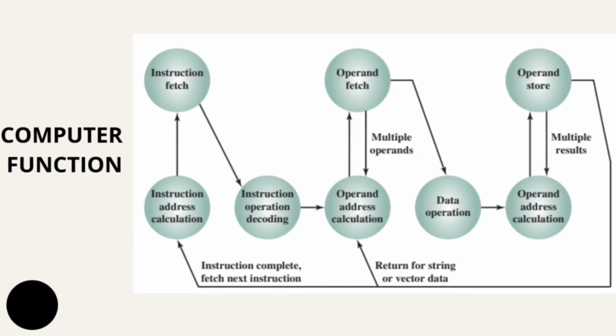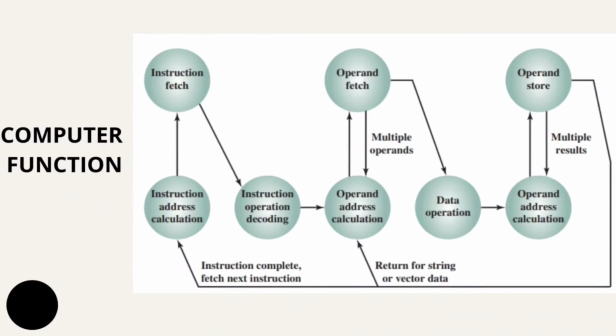Instruction address calculation determines the address of the next instruction to be executed. Usually, that involves adding a fixed number to the address of the previous instruction. Instruction fetch reads the instruction from its memory location into the processor. Instruction operation decoding analyzes the instruction to determine the type of operation to be performed and the operand to be used.